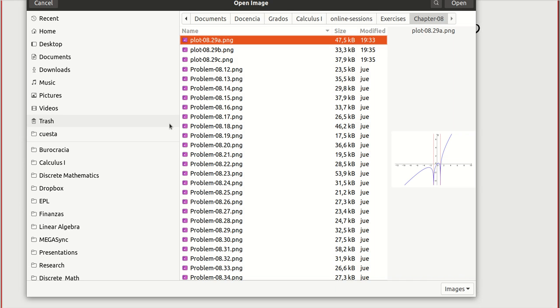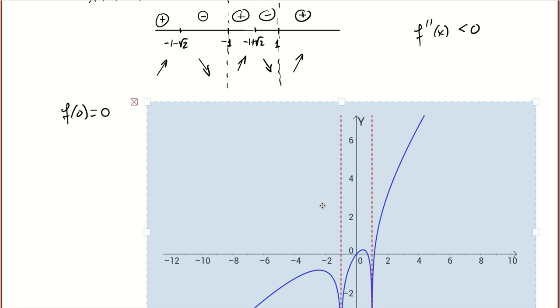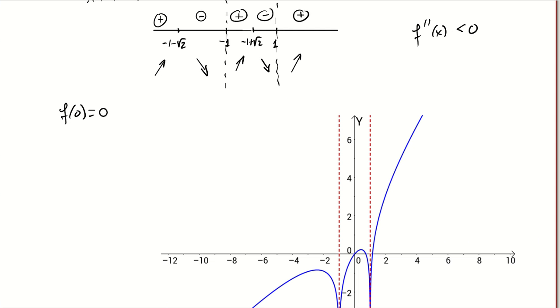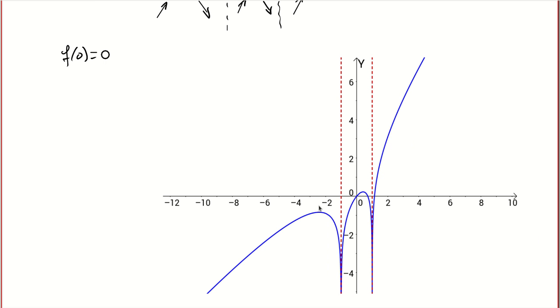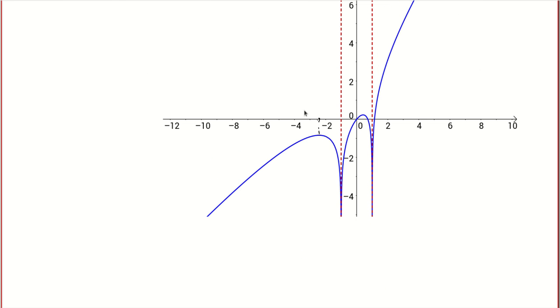Let me show you what the plot is, right? This is the plot of the function, all right? So this point here is -1 minus square root 2, okay? -1 minus square root 2, which is like -2.4, something like that, okay? It's like that. This point here is -1, this point here is 1, the two vertical asymptotes, and this point here where the maximum is -1 plus the square root of 2.